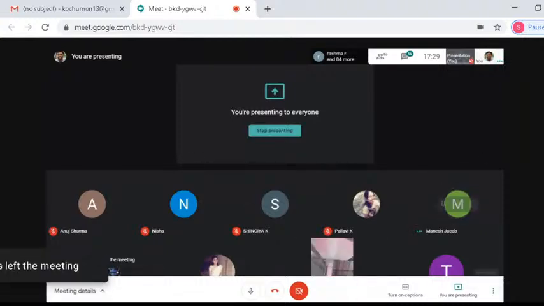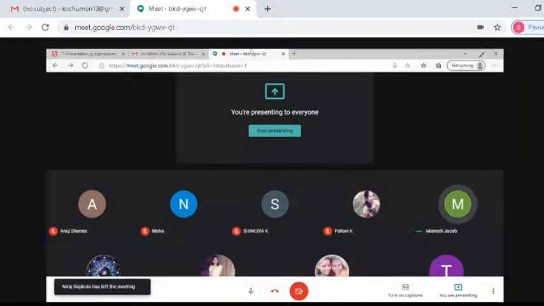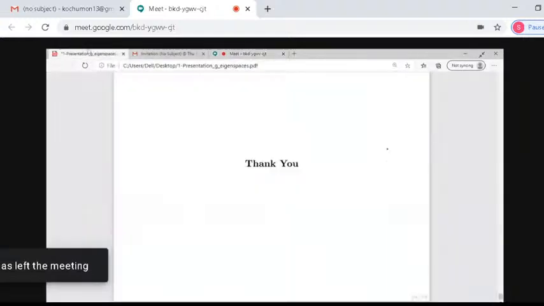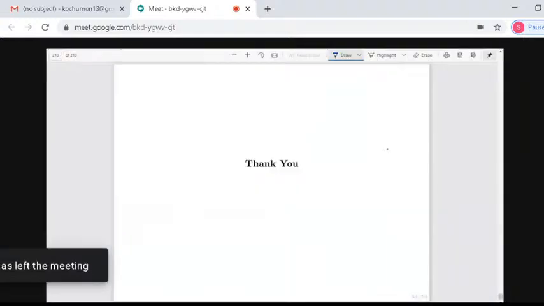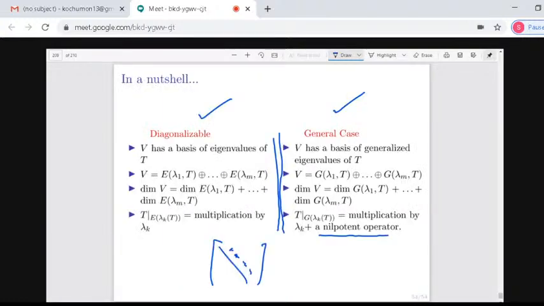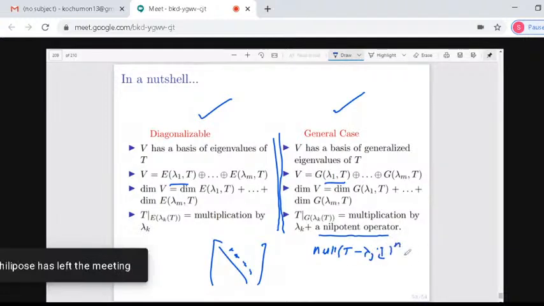There is one question in the chat box. If T is diagonalizable, will the generalized eigenspace and the eigenspace of T coincide? Exactly, that is the case. You can see it directly from the definition itself. This thing here and this thing will be the same if T is diagonalizable. Just look at the definitions: null space of T minus lambda j I, and the generalized one, T minus lambda j I to the power n. Just go back to this definition.